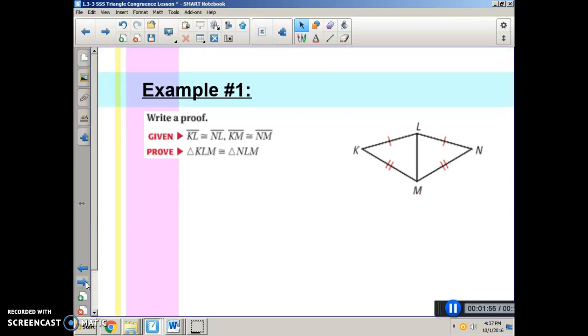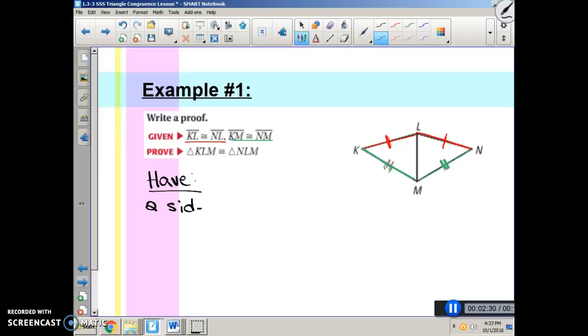Okay? So example number 1. Again, check your givens. Make sure they put all the information in there for you. Sometimes they do, sometimes they don't. This one tells us that KL is congruent to NL. Well, KL's right here, NL's right here. Looks like they've already marked it for us, so that was nice. They also tell us that KM is congruent to MN, right there. You can tell because they've got the double lines right there. So we have 2 sides given.